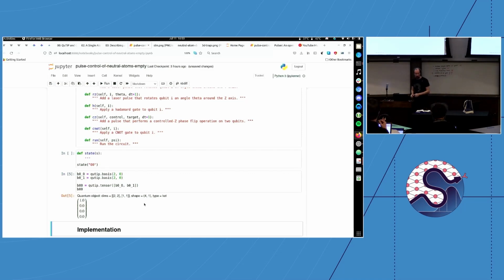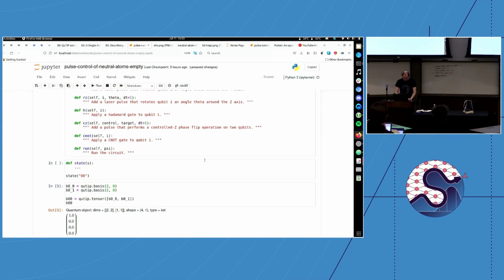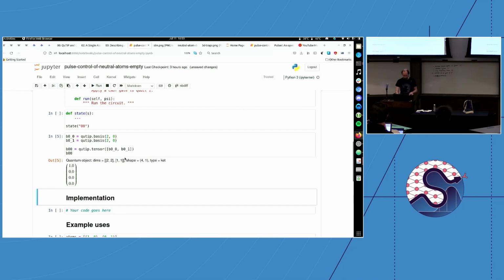Okay, maybe this should also be a bit bigger. So first of all, let's just look at what QuTiP produced. We can see here the dimensions are 2, 2. That means we have 2 systems, each of which has dimension 2, that have been joined together.